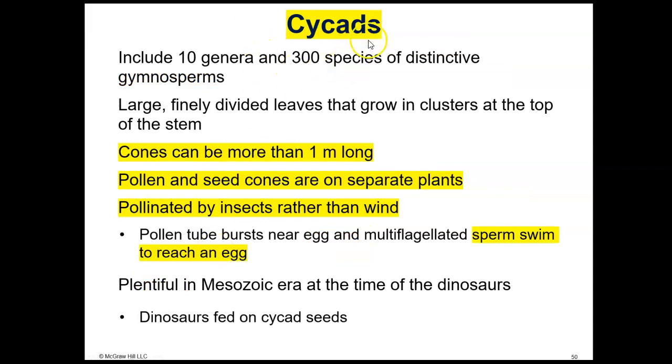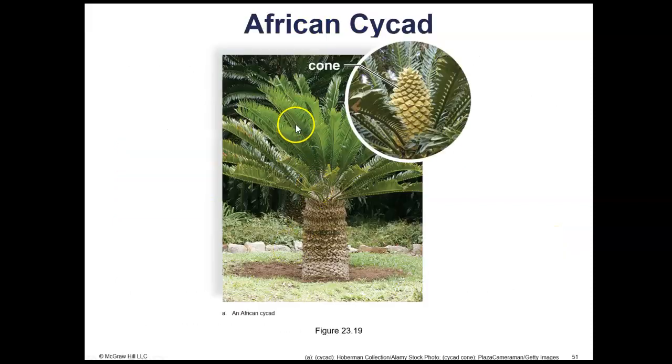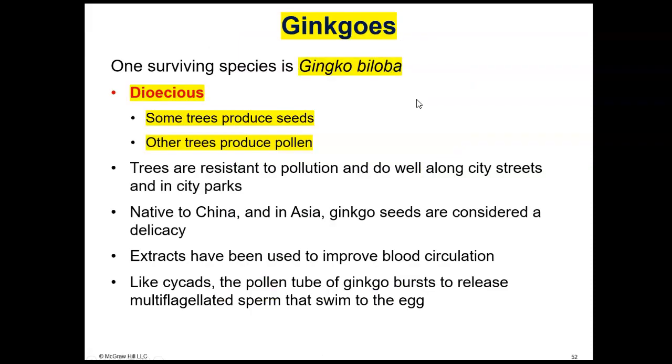Okay, so cycads are our second group of gymnosperm. They do produce cones. The cones can be very, very large. Their pollen and seed cones are on separate plants, not on the same plant. They are pollinated by insects, and the sperm have to swim to reach the egg. So even though the sperm is within the pollen grain, the sperm still has to swim to reach the egg. And this is an example of a cycad. It almost looks like a palm tree. It has that kind of look to it, but it's not. And this is the very large cone in the center. This one grows in Africa.